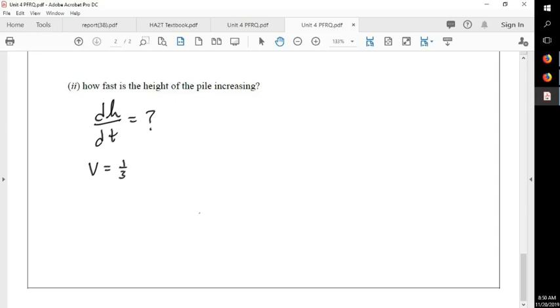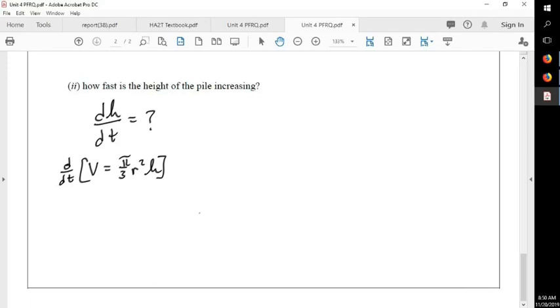I think it's r squared times h. Okay, so r squared times h. Now, I don't see any rates in there, so we have to take the derivative with respect to t. Did I do something? Pi over 3. Oh, there's a pi in there. Good looking. All right, so let's do this.